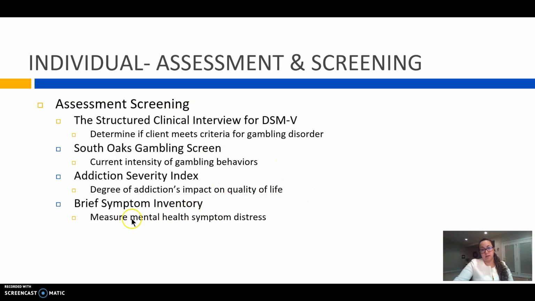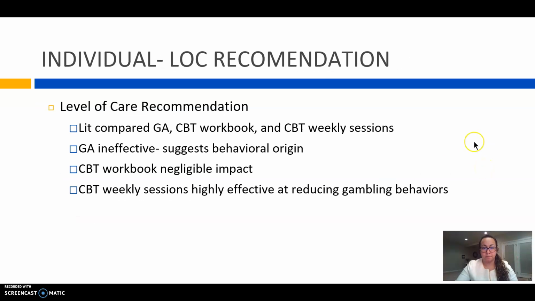And then this one's really important, Brief Symptom Inventory. This is going to measure the amount of psychological distress they're in when they're first coming in to work with you. This is super important because it can clue you into any possible mental health diagnoses. It's going to help you understand their current level of functioning and where they might need extra mental health support right out the gate. That way you can coordinate mental health treatment and substance abuse treatment or gambling addiction treatment.